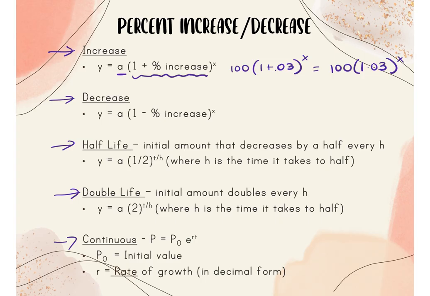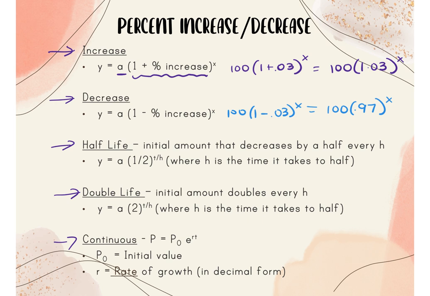Now let's say something is decreasing in value, like your car or your phone or a computer. Then I could say it's depreciating at a rate of 3%. Now it's 100 times (1 minus 0.03) to the x, so that's 100 times 0.97 to the x. And that has decay, which should make sense because it's getting smaller.